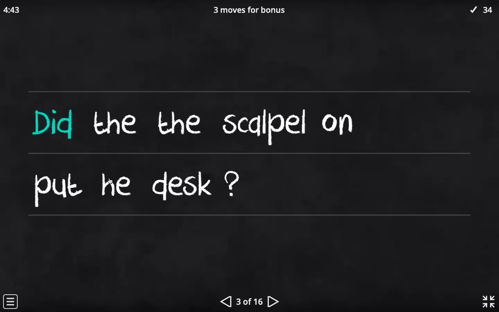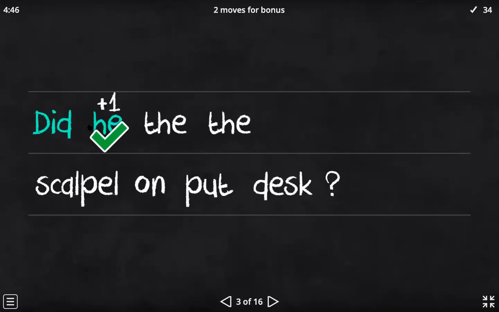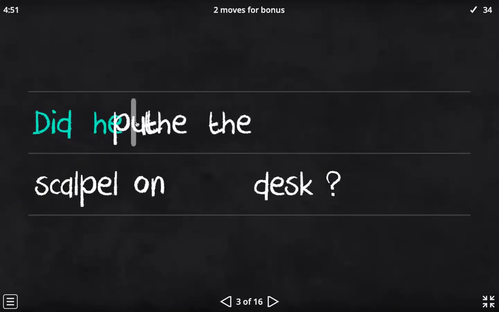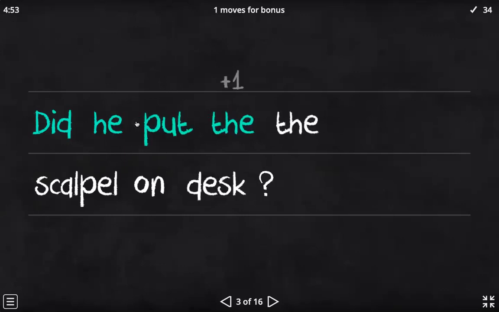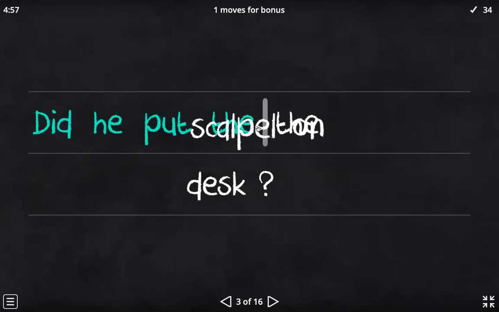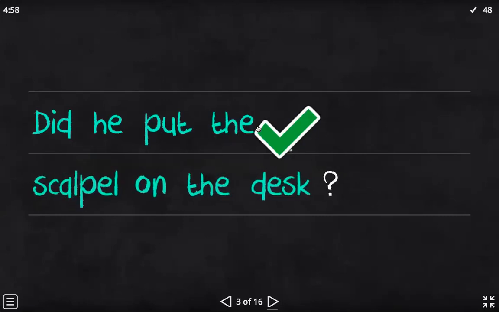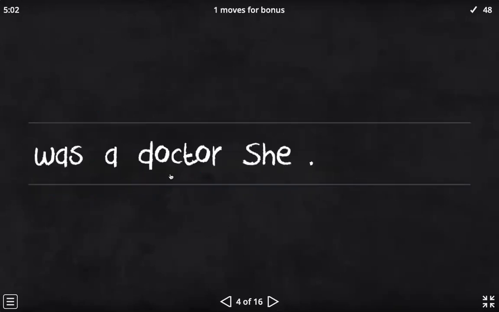Okay, did he put? Very good. Did he put this scalpel on the desk? Very good. Yes, perfect. Very good. Very good, Ivania.